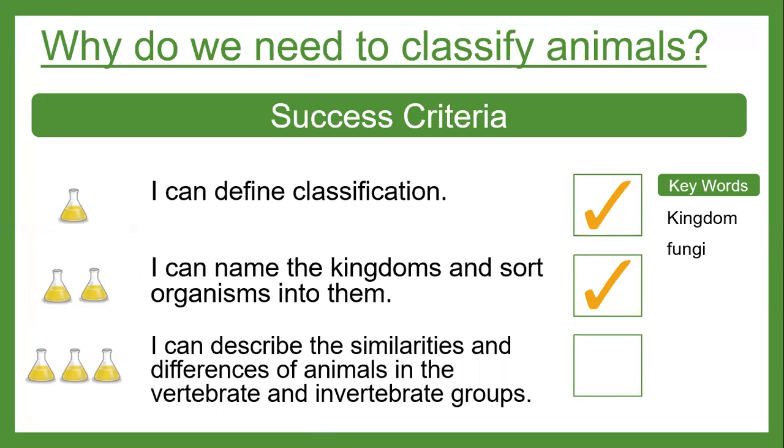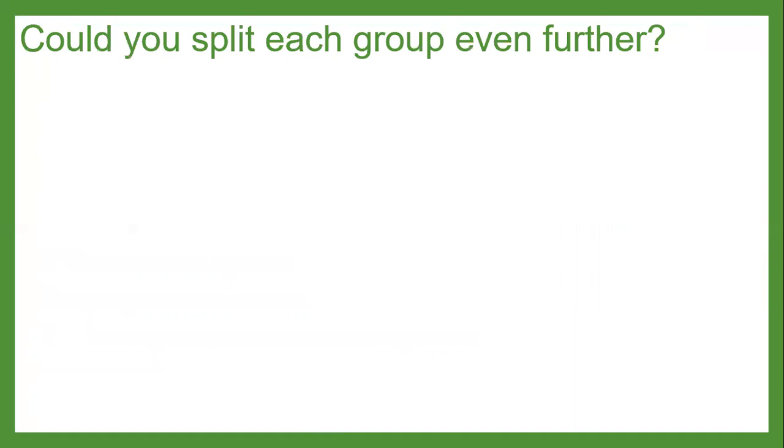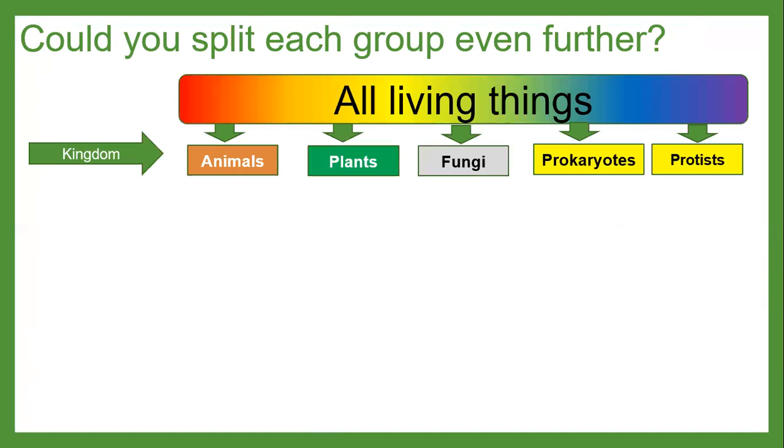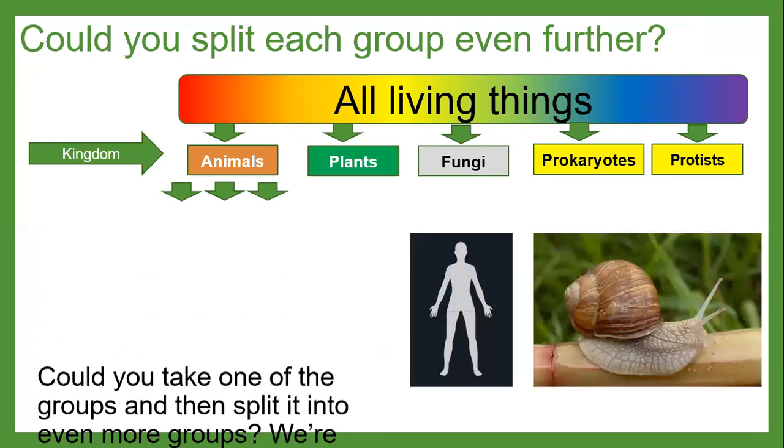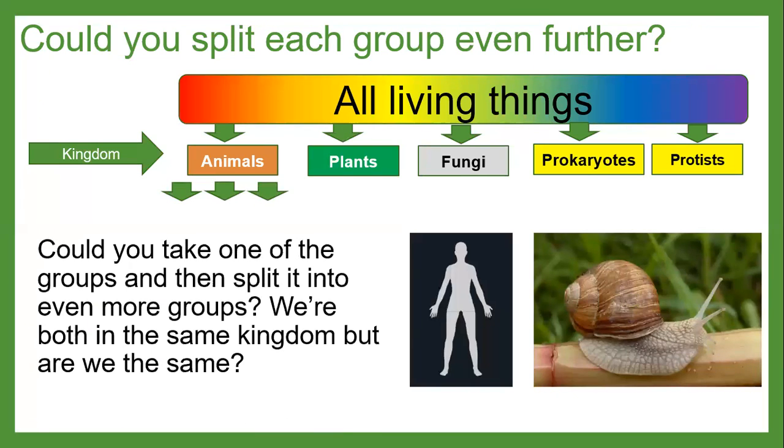Okay, so now we've named the kingdoms and we've defined what classification is. Let's look at some similarities and differences between the groups. So could we split these groups even further? We've got our groups here: the animals, the plants, the fungi, the prokaryotes, and the protists. Let's look at animals. Could you take one of the groups and split it into even more groups, where both are in the same kingdom, but are we the same?